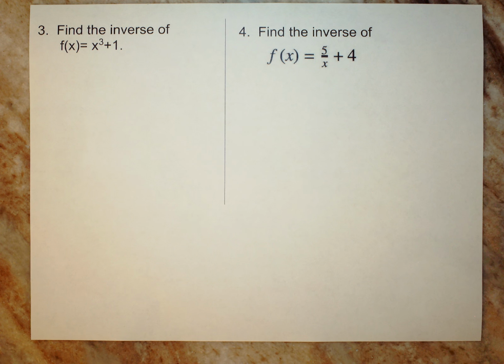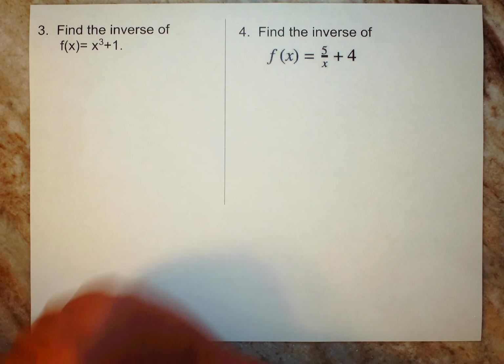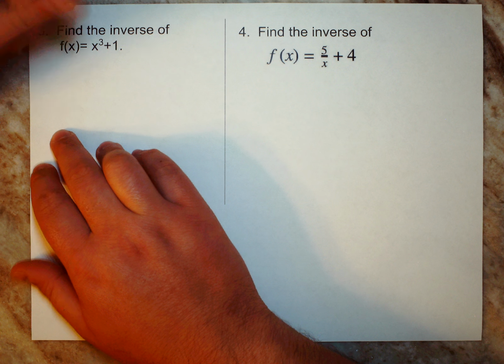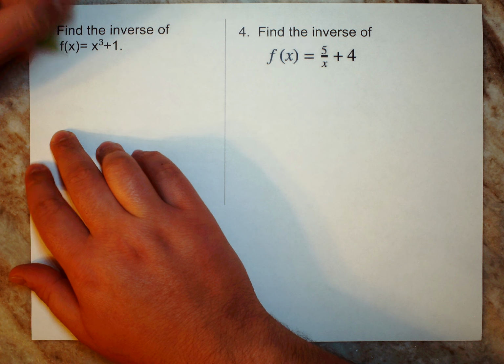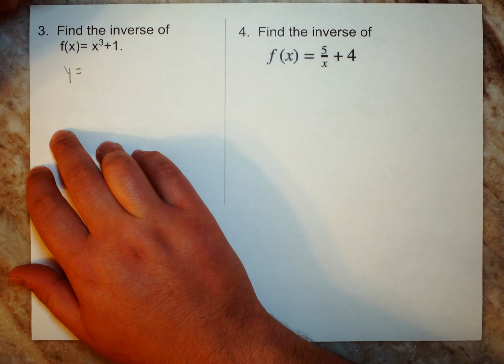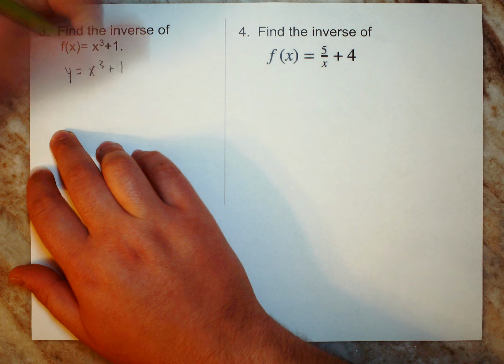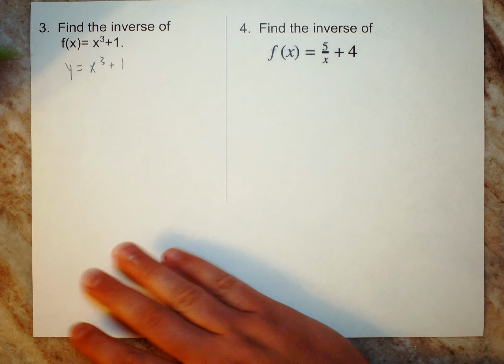All right, next two we're going to do together. See, we're going to follow the same steps. We're going to replace f of x with y. So again, we're finding the inverse. Then we're going to switch x and y.